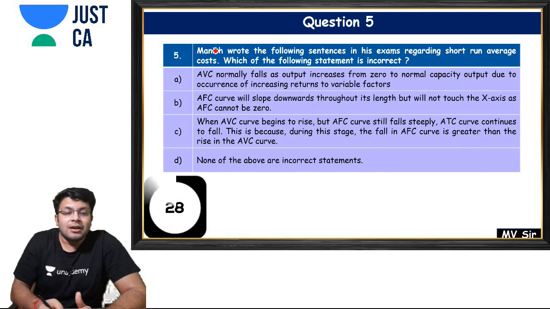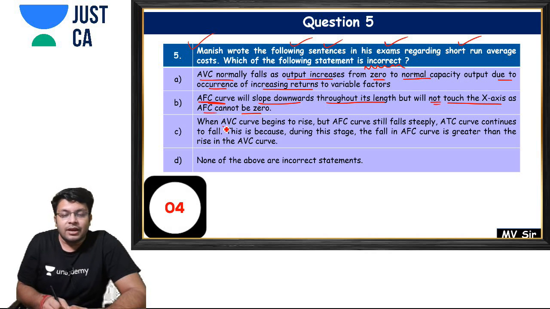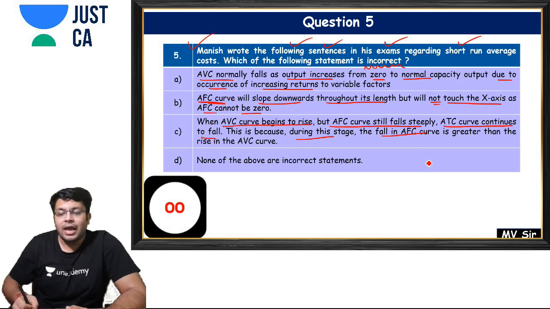Next question is, my friends, Manish wrote the following sentences in his exams regarding short-term average costs. Which of the following statement is incorrect? A, AVC normally falls as output increases from 0 to normal capacity due to occurrence of increasing returns to variable factor. B, the AFC curve, average fixed cost curve, will slope downwards throughout its length, but it will not touch the x-axis as AFC cannot be 0. C, when the AVC curve begins to rise, but the AFC curve still falls steeply, the average total cost curve continues to fall. This is because during this stage, the fall in average fixed cost is greater than the rise in the average variable cost. Or option D, none of the above are incorrect.